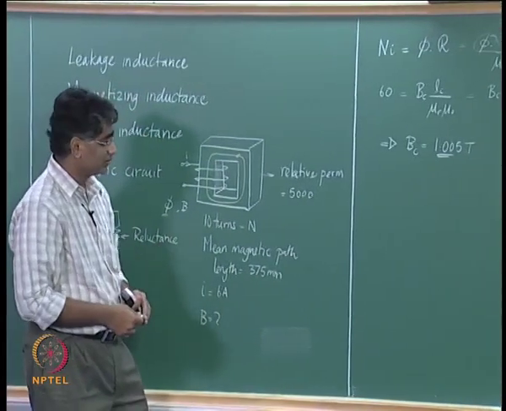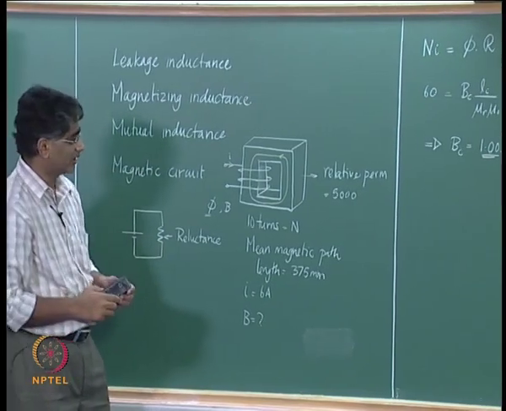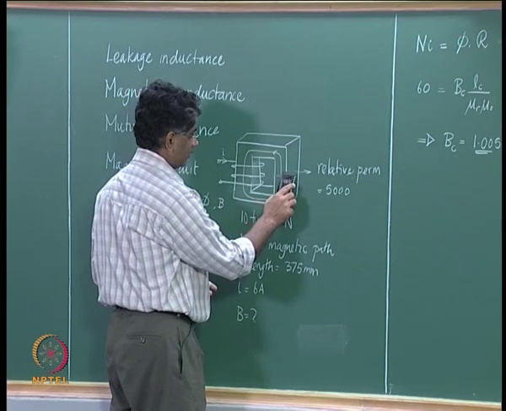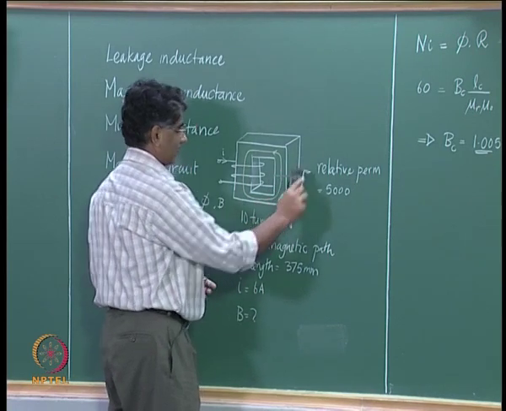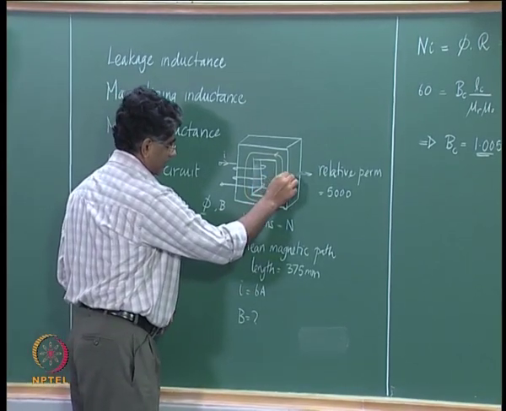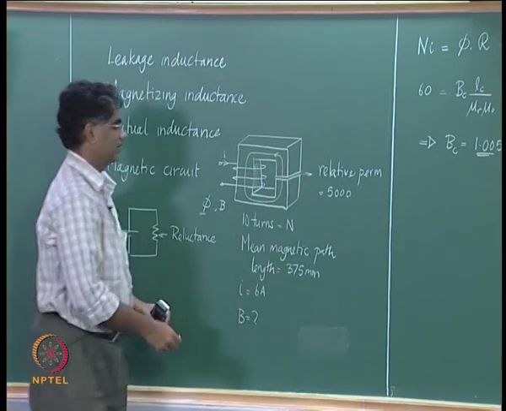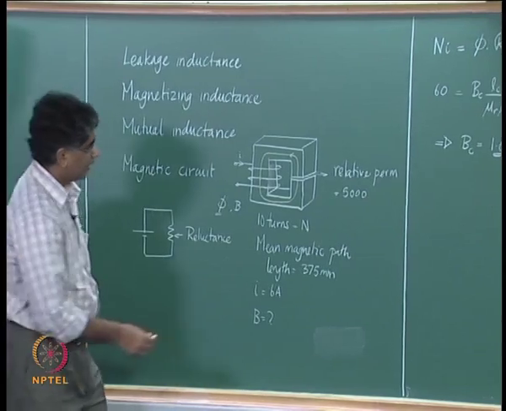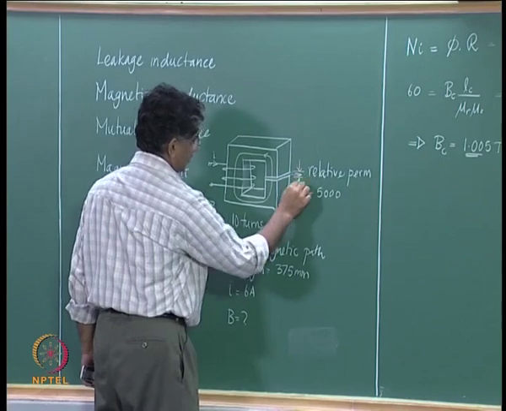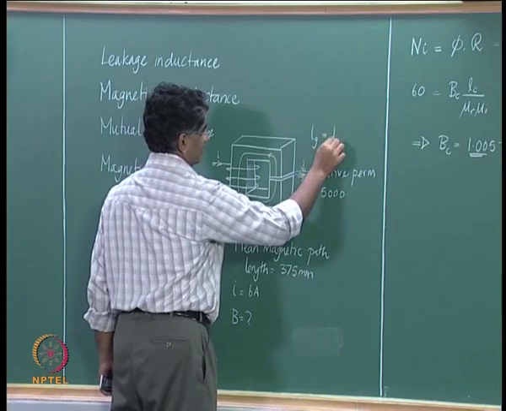Now, this is good. If you are going to introduce an air gap, air gaps are very important in electrical machines, and we need to understand what is the effect of having an air gap. So, let us say that you are now introducing an air gap in the iron path, so that you now have an air gap, and the length of this air gap, let us call it Lg, Lg is 1 mm.